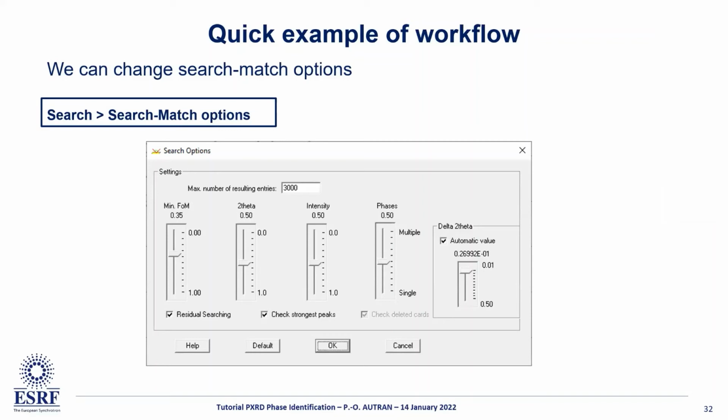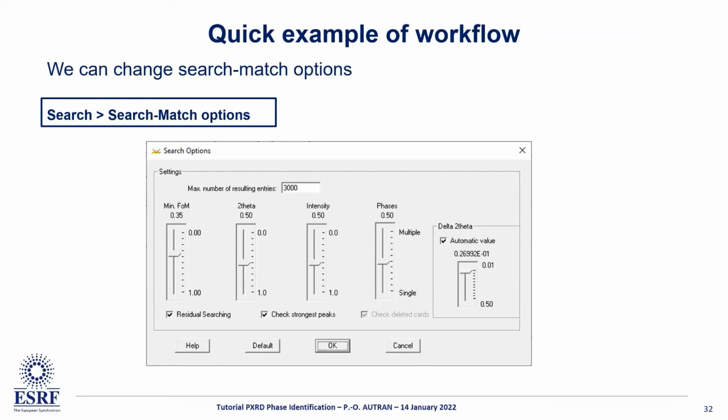So if I feel that I have too many results, I can tune the cutoff of the figure of merit to a higher value so that I don't get all the ones that have a very low figure of merit. This is going to give me a lower number of entries, and sometimes it helps to sort out all the phases that I'm not interested in.